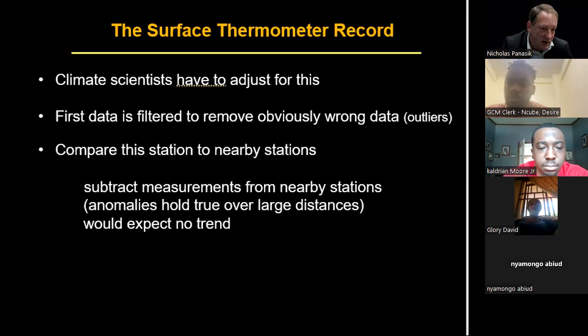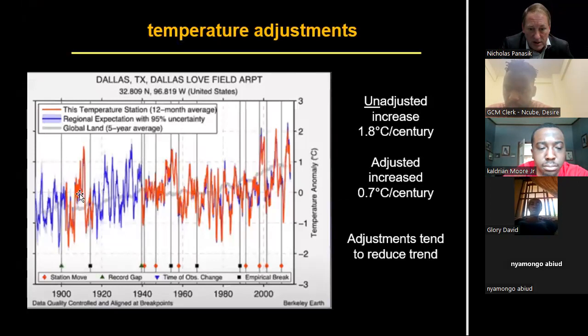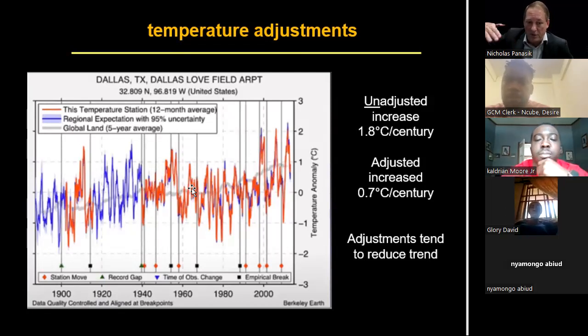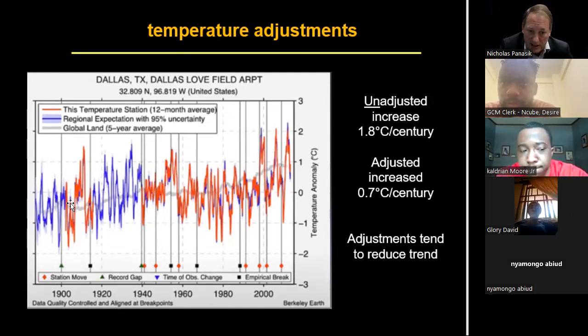So let's break this down. So here is after the adjustments. Here, in red is the temperature at that station, the 12-month average. The regional expectation is shown in blue. So you can see that these are matching the regional expectations. Right? It means the other areas around it have similar variations in temperature. And then the gray line is the global land average.